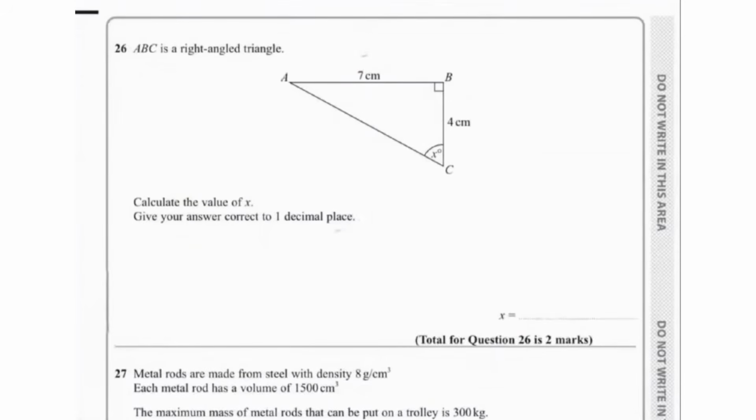Then we have a right angle triangle. So ABC is a right angle triangle. They have given us two lengths and we have to find an angle. So for this, we'll use SOHCAHTOA. In SOHCAHTOA, we see what information is given to us. Since we have to find this angle, 4 becomes the adjacent because adjacent is the line on which the angle lies. And then this is your opposite.